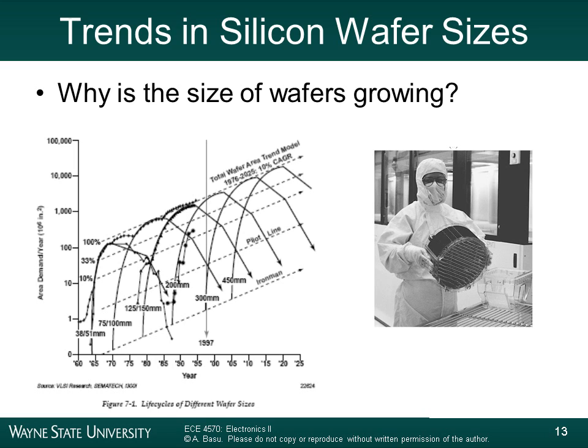So the clean rooms have HEPA filters, and they're designed in a way so that they remove particulates from the air. The airflow in these facilities is designed in a way so even if a particle does get in, it'll be brought to the outside of the areas where they're doing a lot of the sensitive processes like photolithography and diffusion and etching and all that stuff.